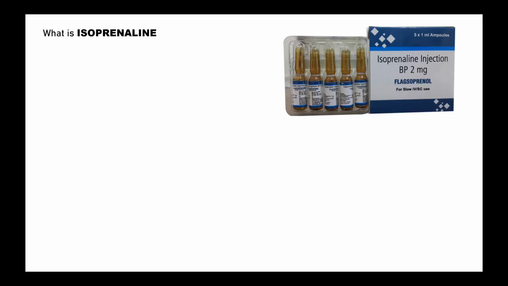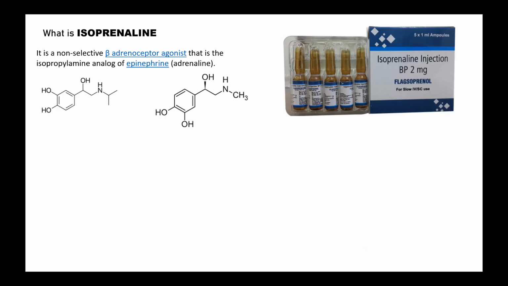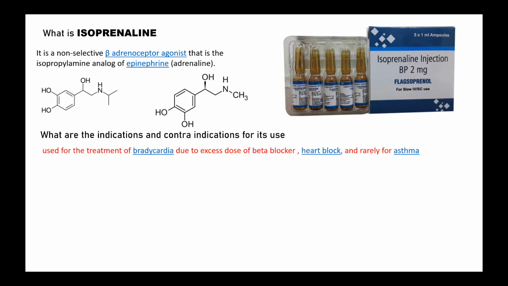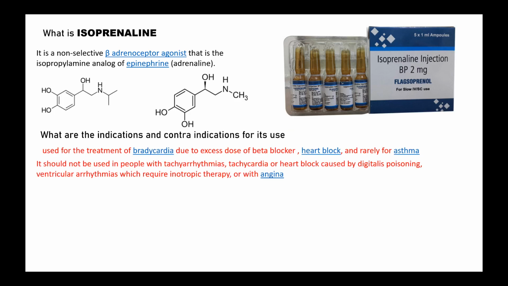What is isoprenaline? Pure beta agonist. The non-selective beta adrenoreceptor agonist, that is isopropylamine, analog of epinephrine. This is the structural nature. What are the indications and contraindications for its use? Used in bradycardia with excess dose of beta blocker, heart block, and rarely for asthma. It should not be used in people with tachyarrhythmias or tachycardia, heart block caused by digitalis poisoning, or ventricular arrhythmias which require inotropy, or with angina.